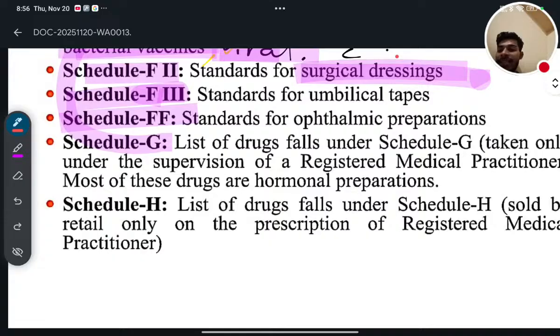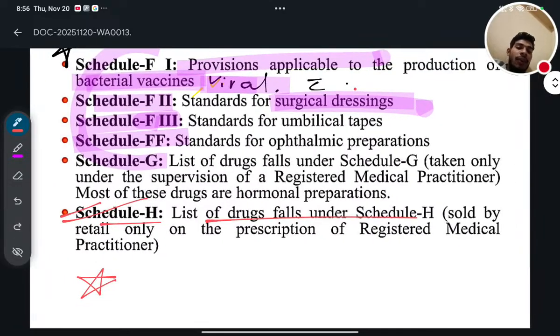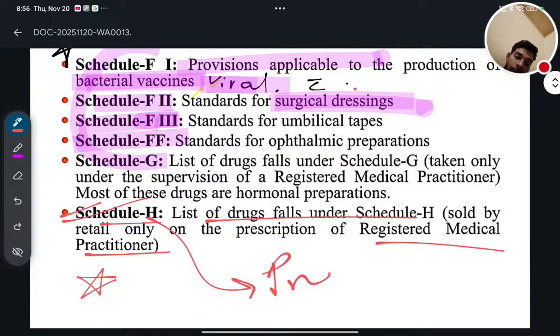Schedule H drug is very, very important. You have to remember that Schedule H is very important. In Schedule H, the list of drugs that fall under it are those which will be sold in the presence of a registered medical practitioner. So without the prescription, these drugs are not sold. Simply, Schedule H drugs are also called prescription drugs.